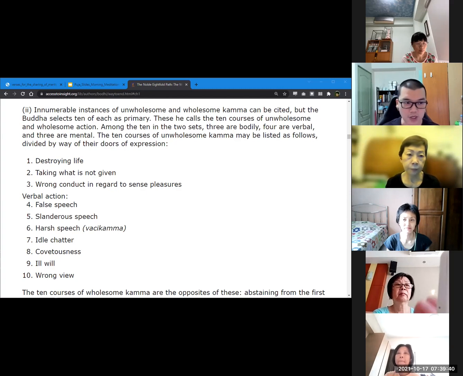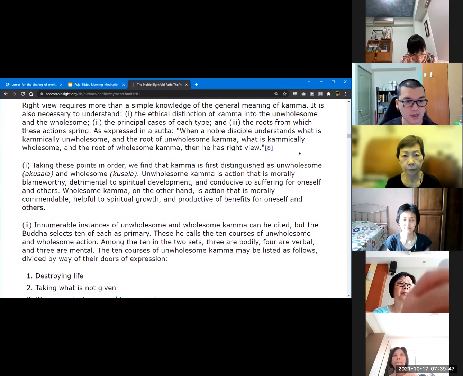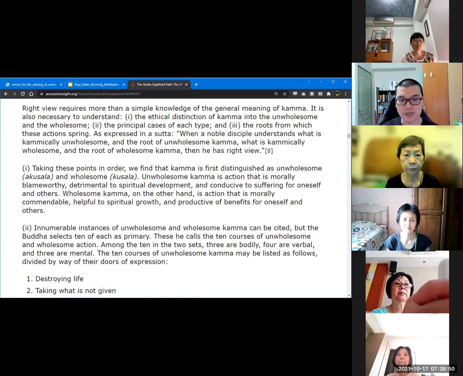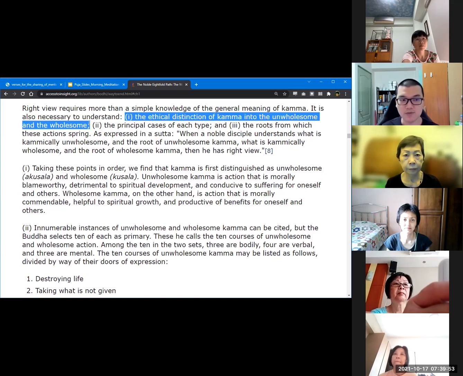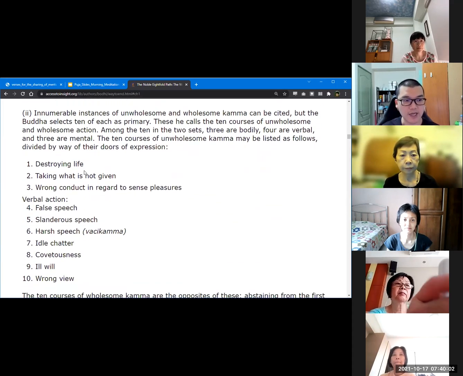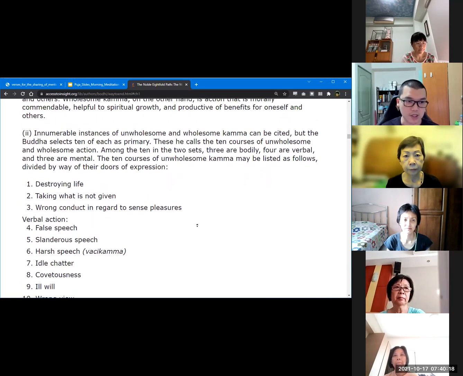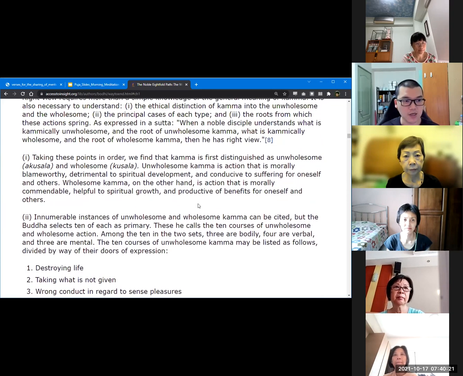And then we went into dividing into three categories. The first one, the distinction between the unwholesome and the wholesome. The second one, the principal cases of each type, which are the 10 instances here. Destroying life, taking what is not given, wrong conduct in regard to sense pleasures, false speech, slanderous speech, harsh speech, idle chatter, covetousness, ill will, wrong view. Today, we are going to explore the third one, which is the roots from which these actions spring.